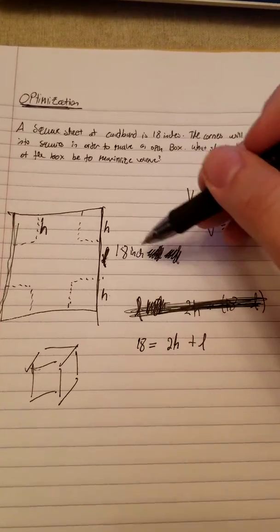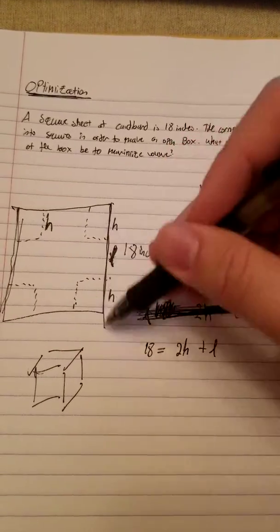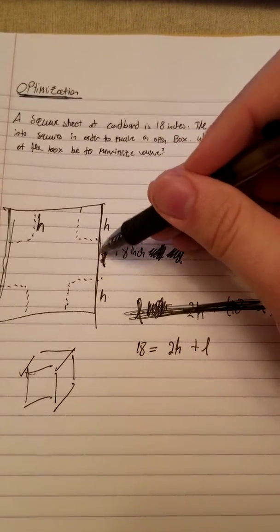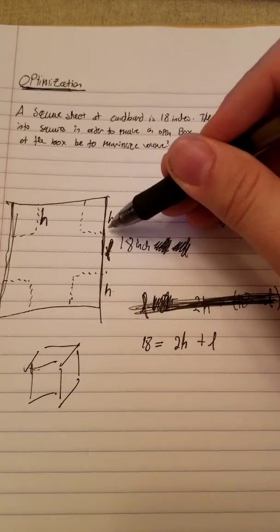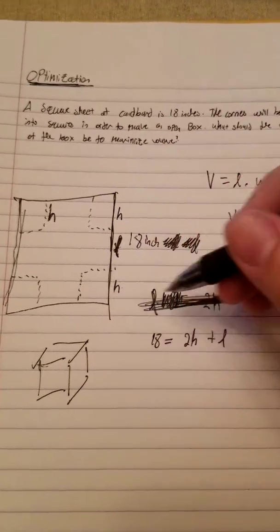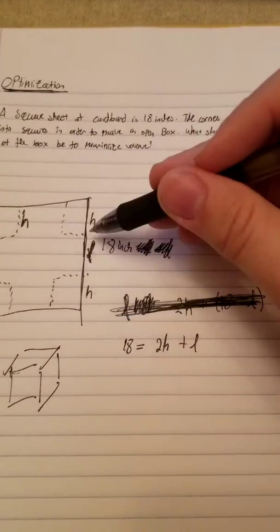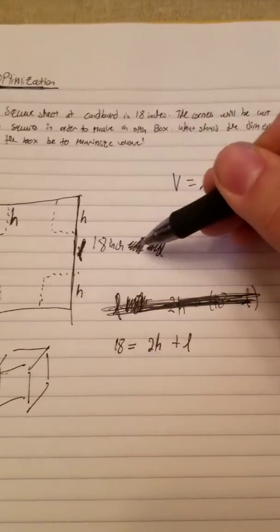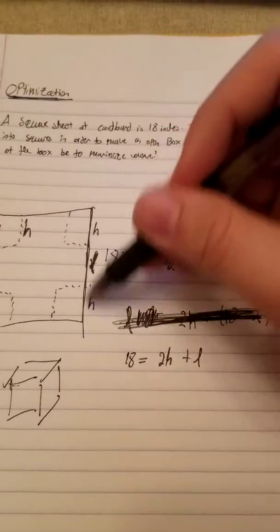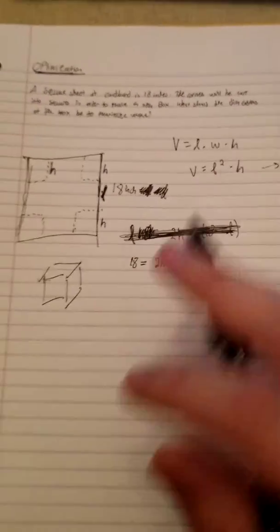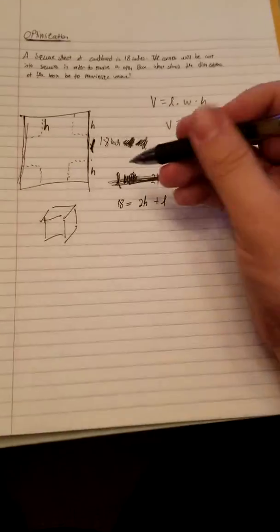I was confusing 18. 18 is the total length that we started with. L is just that piece once you start cutting, and that's the H because once you fold it up. Yeah, that's it. So 18 is H plus L. 18 wasn't L. 18 is just the total combined. Okay, cool. Never mind. I got a little lost.